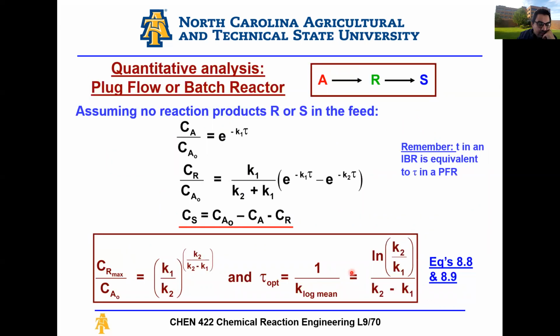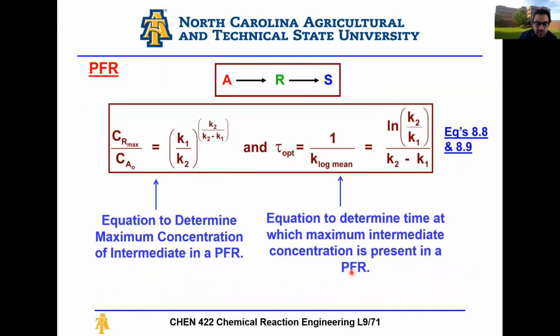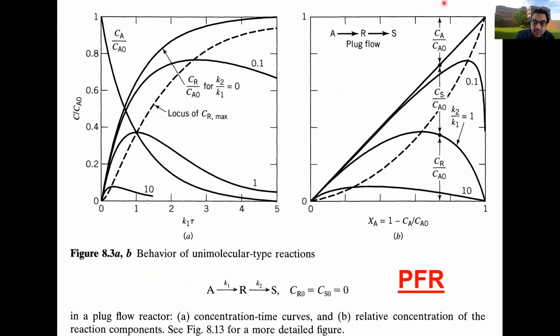Similarly, this equation is for a batch reactor or PFR. This is the same equation here. This equation determines the maximum concentration of the intermediate. This equation determines the time at which this maximum concentration happens. And we said in some cases these equations fail, right?